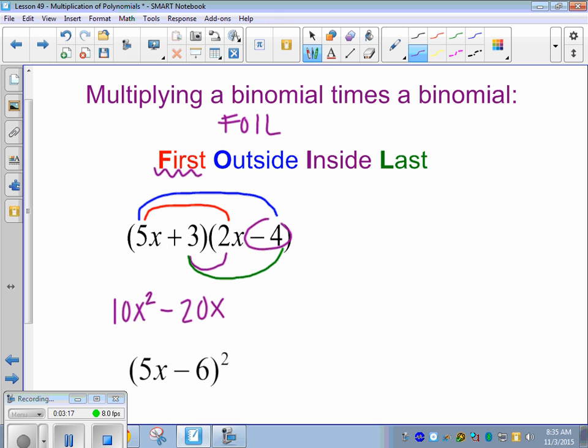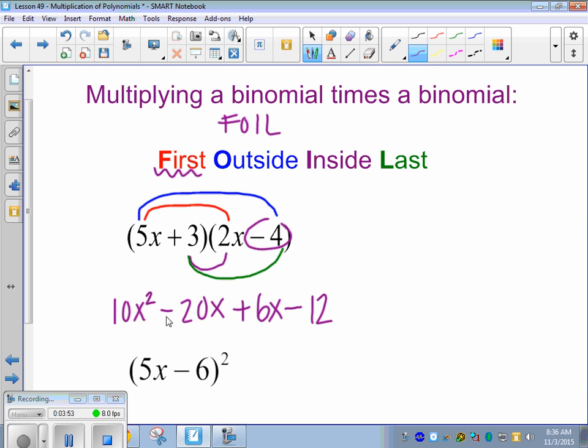So we have our O taken care of. Now I have I, which is my inside term. So both of these terms on the inside. 3 times 2x gives me what, Julia? Plus 6x. Good. And finally, I have the L of my FOIL, which is last. So I look at the last term here and the last term here. So 3 times negative 4 gives me negative 12. Make sure you guys hang on to those negatives or else you'll be getting the wrong answers. So when it's minus 4, that negative stays on with the 4.